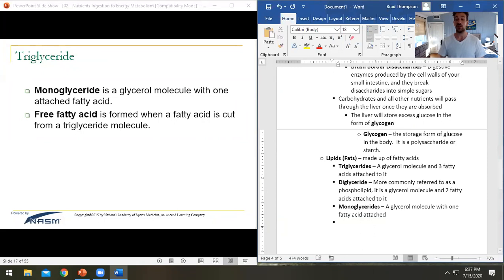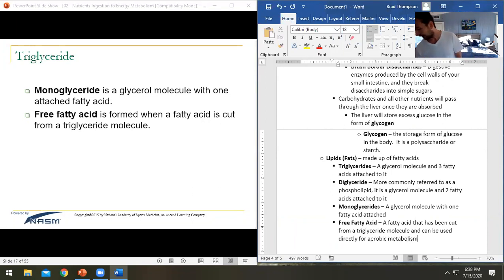And then lastly, we don't have a glycerol molecule anymore. We just have the fatty acid. Instead, if we have that all by itself, we have what is called a free fatty acid. And that is a fatty acid that has been cut from a triglyceride molecule and can be used directly for aerobic metabolism.